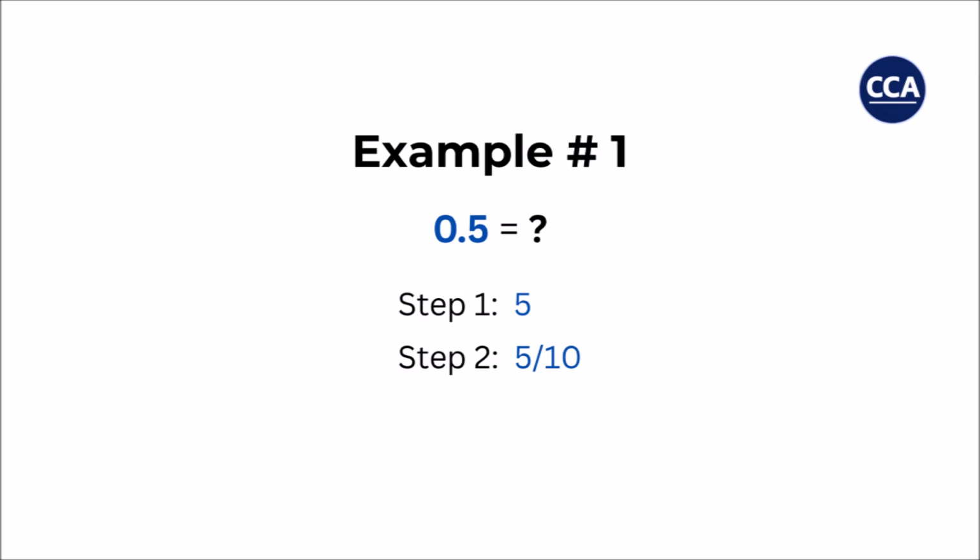But, we are not finished yet. We should simplify if possible, remember? So, 5 over 10 simplifies to 1 over 2. So, 0.5 is equal to 5 over 10, and it's also equal to 1 over 2. That's why 0.5 and 1/2 are the same.